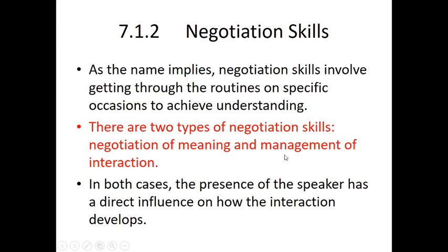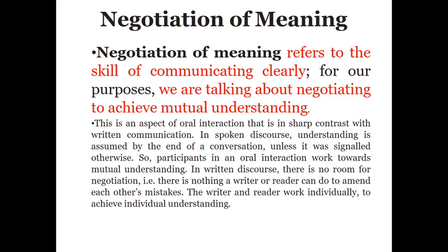There are two types of negotiation skills: negotiation of meaning and management of interaction. When you negotiate, you negotiate the meaning and then manage the interaction. In both cases, the presence of the speaker has a direct influence on how the interaction develops. Negotiation of meaning refers to the skill of communicating clearly. For our purposes, we are talking about negotiating to achieve mutual understanding.